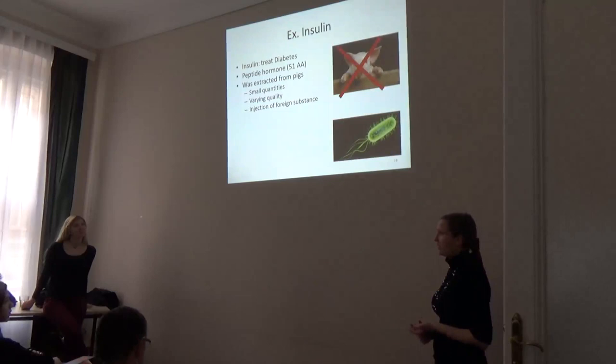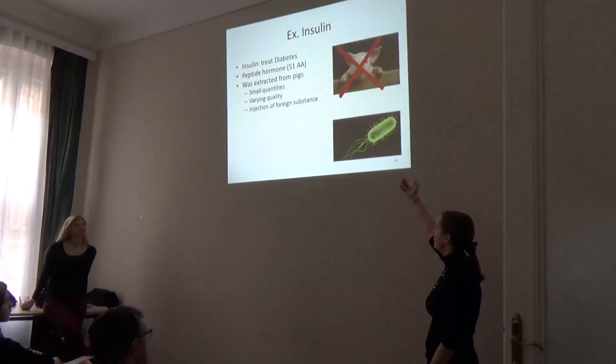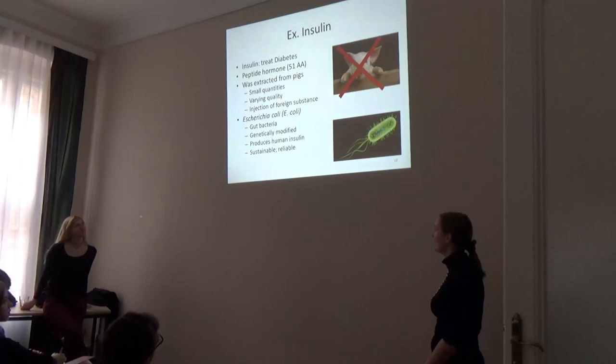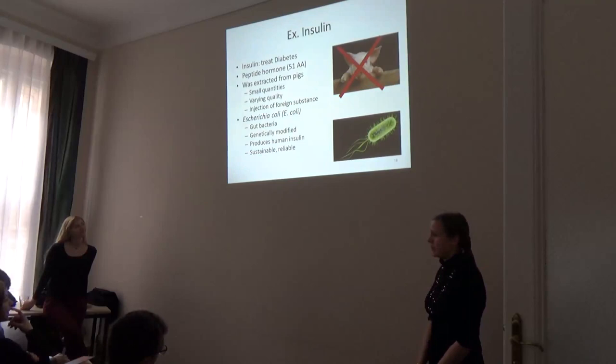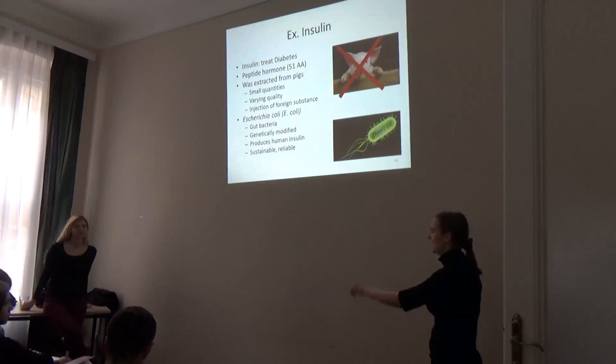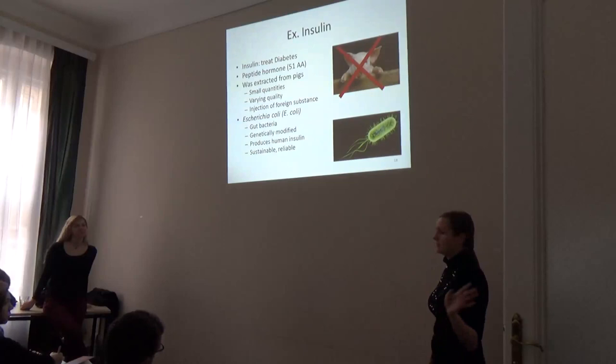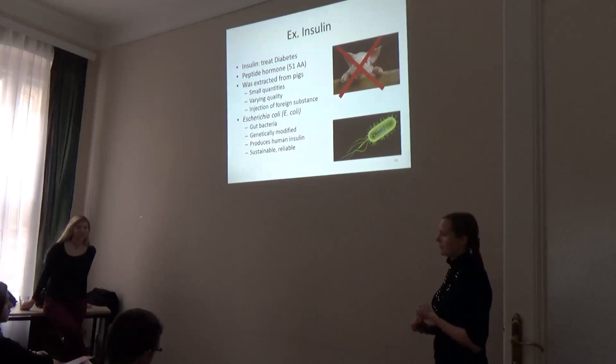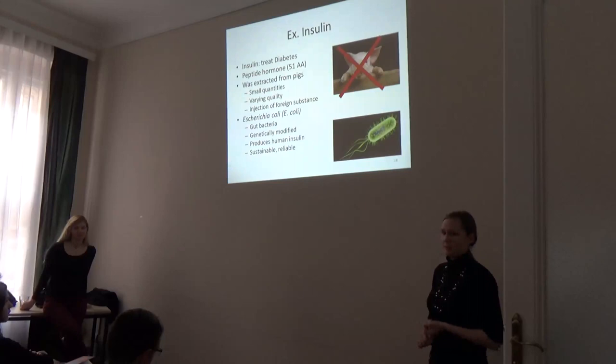So we started to use this little fellow, which is the pet of all molecular biologists, Escherichia coli, which is a gut bacteria. We can modify it genetically. It's really established for that, so it's easy to modify. You can just do it by heating up the bacteria, adding in some DNA, and cooling them down again, and it's fine. In addition, it is able to produce insulin that has the human conformation, so it's no longer recognized as a foreign substance by the human body, and it's sustainable and reliable.